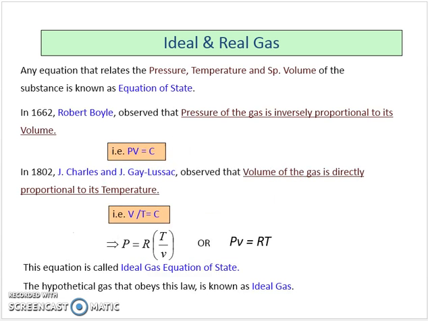Next one is ideal and real gases. Any equation that relates the pressure, temperature, and specific volume of a substance is known as the equation of state. In 1662, Robert Boyle observed that the pressure of a gas is inversely proportional to its volume, that is, PV is equal to constant. In 1802, Charles and Gay-Lussac observed that the volume of a gas is directly proportional to its temperature, that is, V by T is equal to constant. From this, PV is equal to RT. This equation is called the ideal gas equation of state. The hypothetical gas that obeys this law is known as an ideal gas.